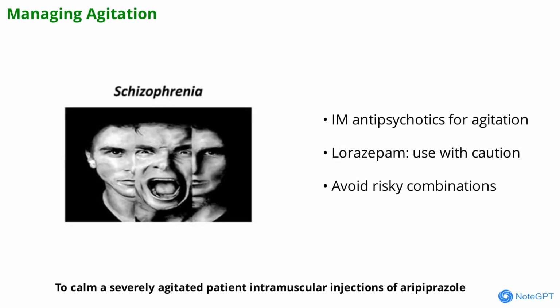Intramuscular injections of aripiprazole, olanzapine, ziprasidone, or haloperidol may be used. Dosages are carefully selected based on the patient's needs and prior exposure to antipsychotics. If the patient is already on an antipsychotic, lorazepam may be added, but should not be combined with clozapine or olanzapine due to risks of hypotension and respiratory depression.